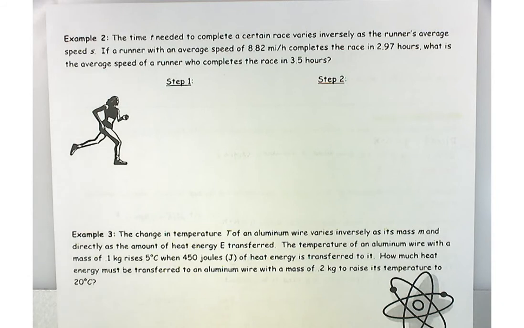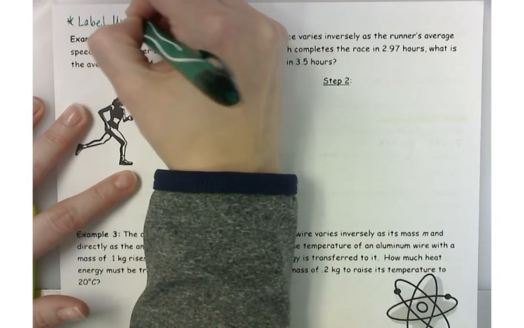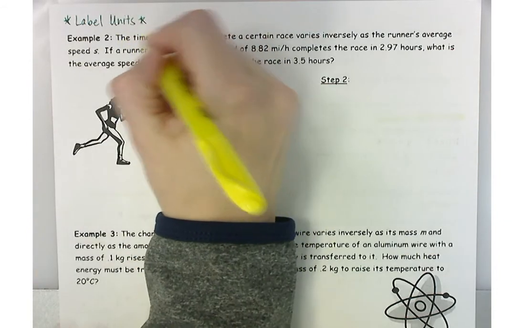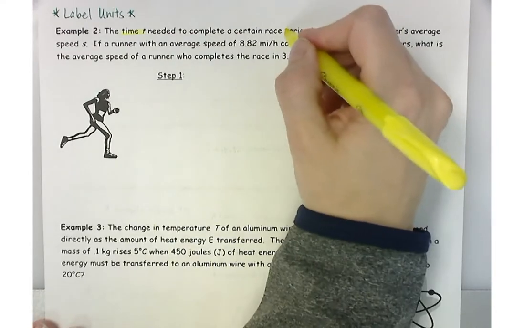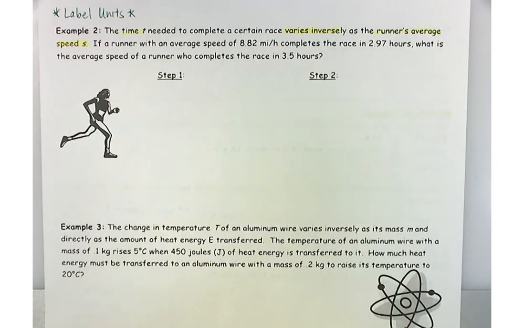Okay, so the time t needed to complete a certain race varies inversely as the runner's average speed s. What I would do right away is identify what my equation is going to be. So knowing that it varies inversely, t is what I'm going to start with. I have k on top, and then it varies inversely with the average speed s. So I know that's going to be the form of my equation. Your first step is going to be to write the equation, and to do that you do have to find k.